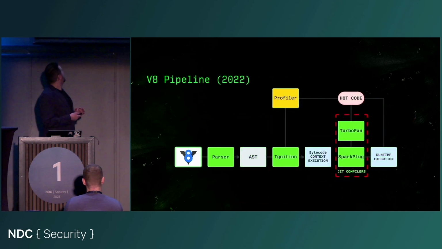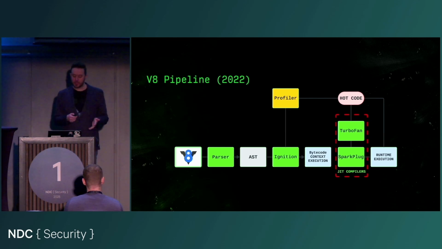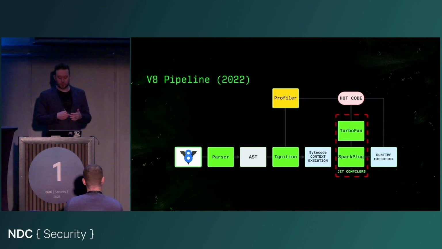The actual version of the V8 pipeline from 2022 is here, so like 2-3 years old. That's actual V8, how it was working 2-3 years ago. We have the interpreter, which is named Ignition, and then we have Sparkplug and TurboFan, which are two JIT compilers. Sparkplug is a non-optimized JIT compiler, and TurboFan is the optimized JIT compiler. More on TurboFan later on today.